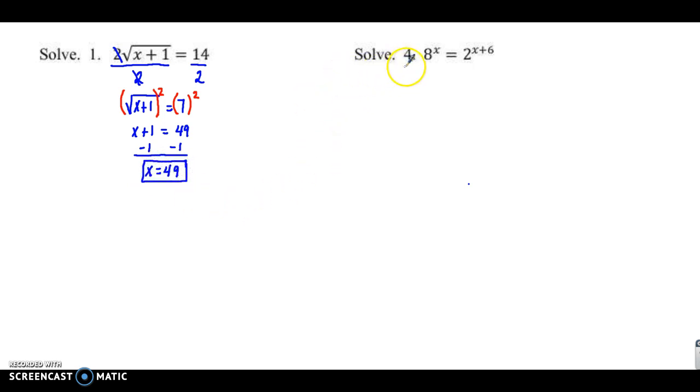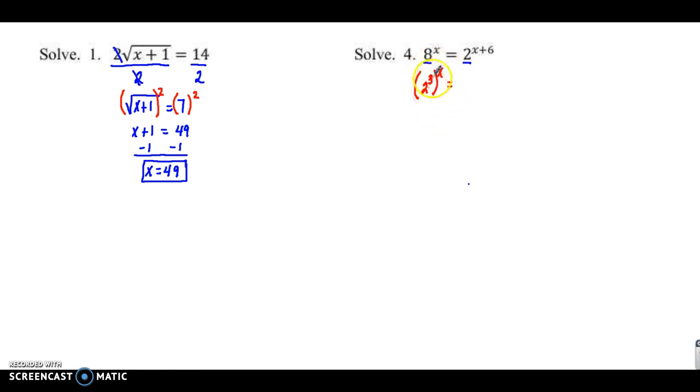Okay, I also picked number 4 to work as well. And on number 4, you have exponentials. And notice our bases are different, an 8 and a 2. But I can make them the same base by turning my 8 into a 2 to the third power, because 2 times 2 times 2 gives me 8.